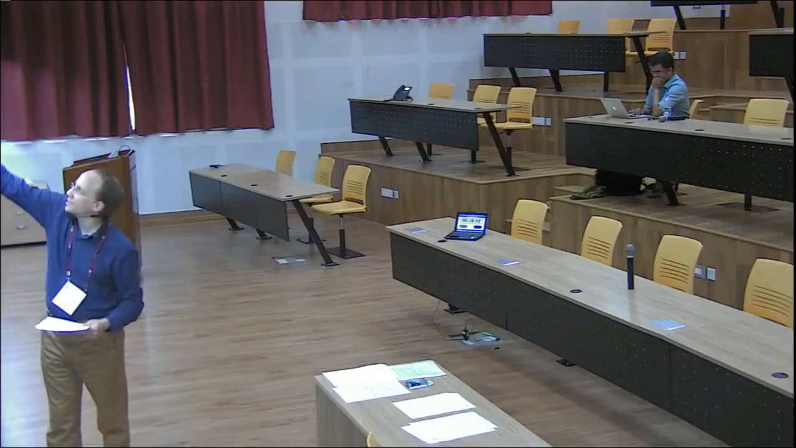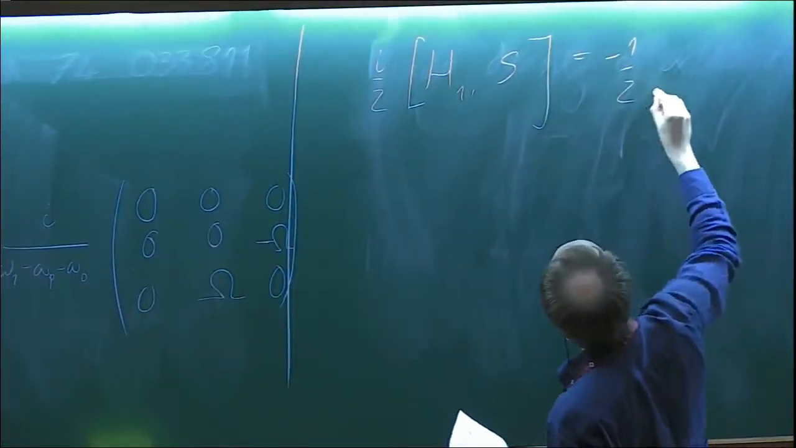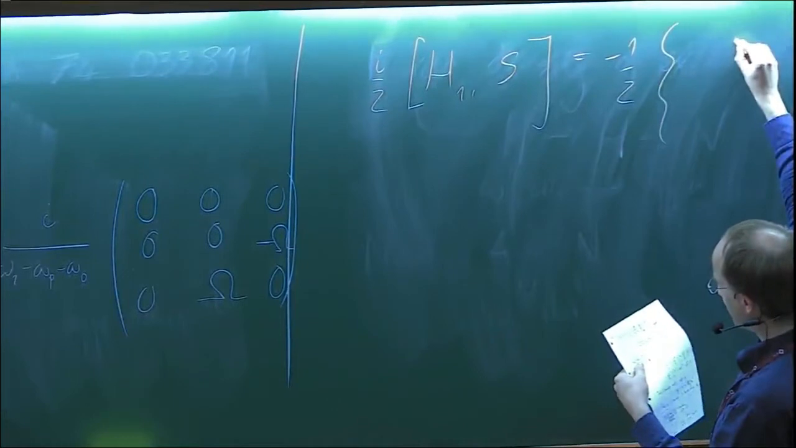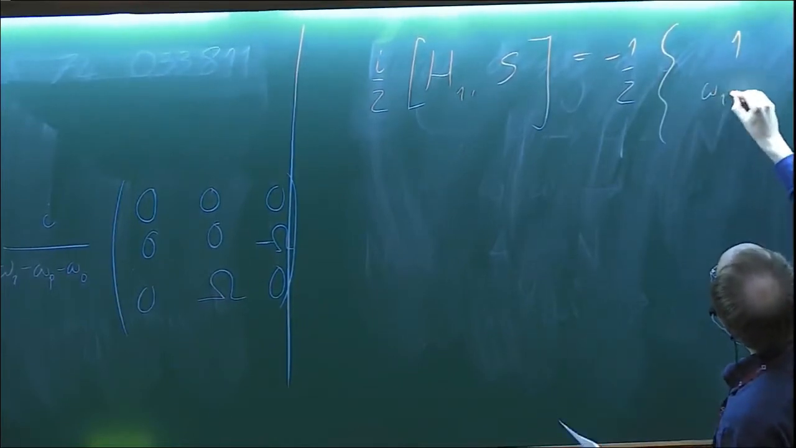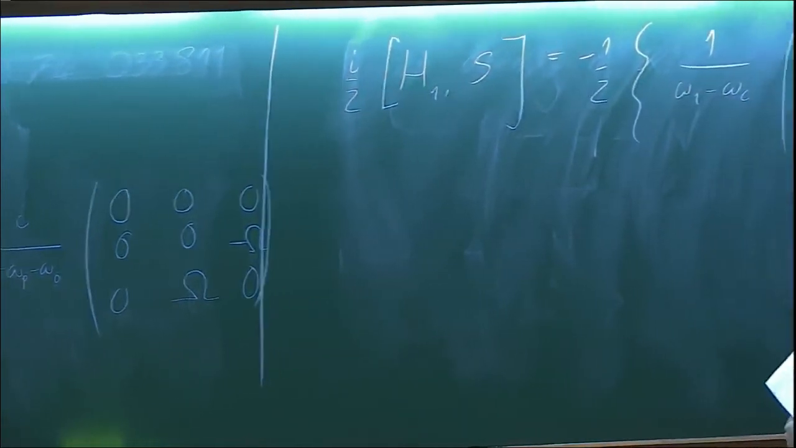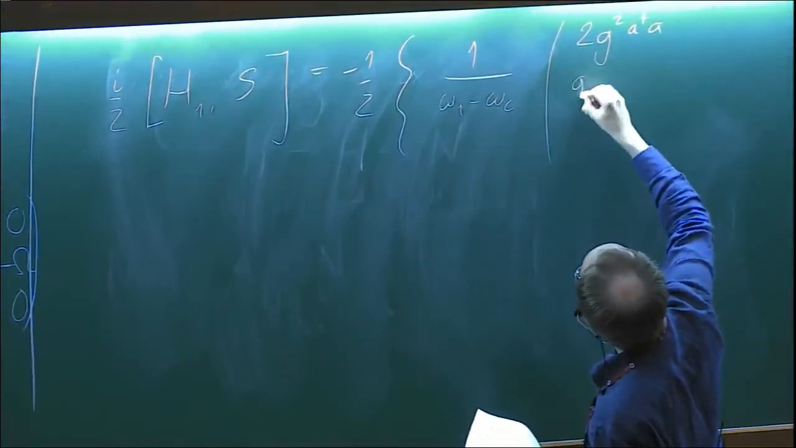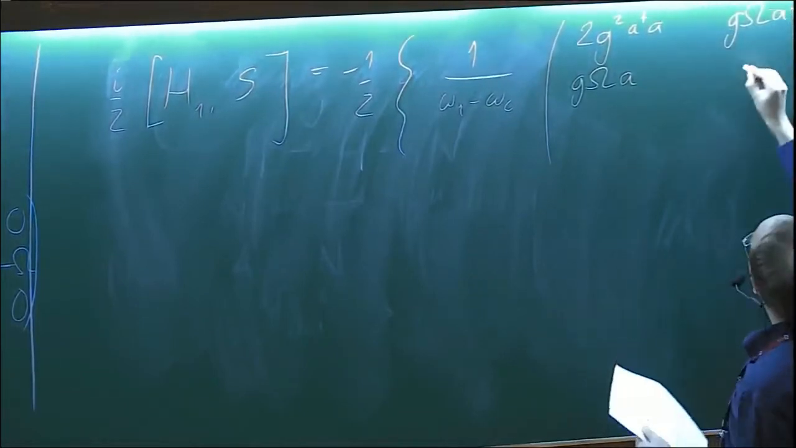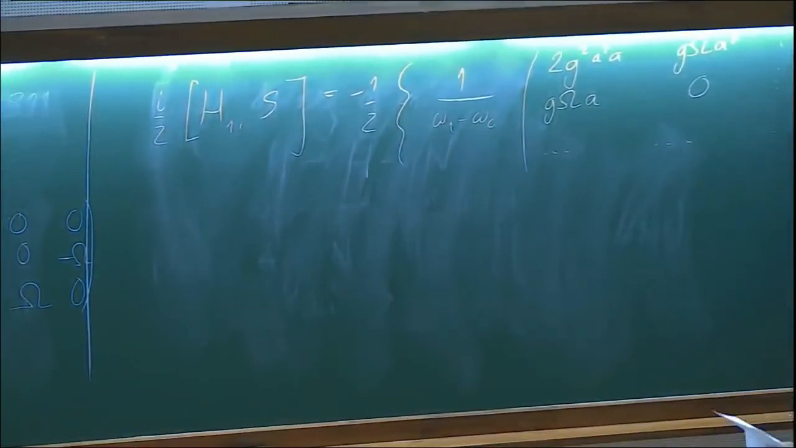So if I calculate the commutator of i over 2 H1 S, what you get is minus 1/2 times two parts corresponding to the two things I wrote here. The first part ends up looking like 1 over omega 1 minus omega c, the same denominator I had before, and I have 2 g squared a dagger a, g omega a, g omega a dagger, and zero, and these are definitely zero, so I won't even bother calculating them, and I won't bother calculating this because it's not important, in that I only care what happens in the bottom 2x2 block.